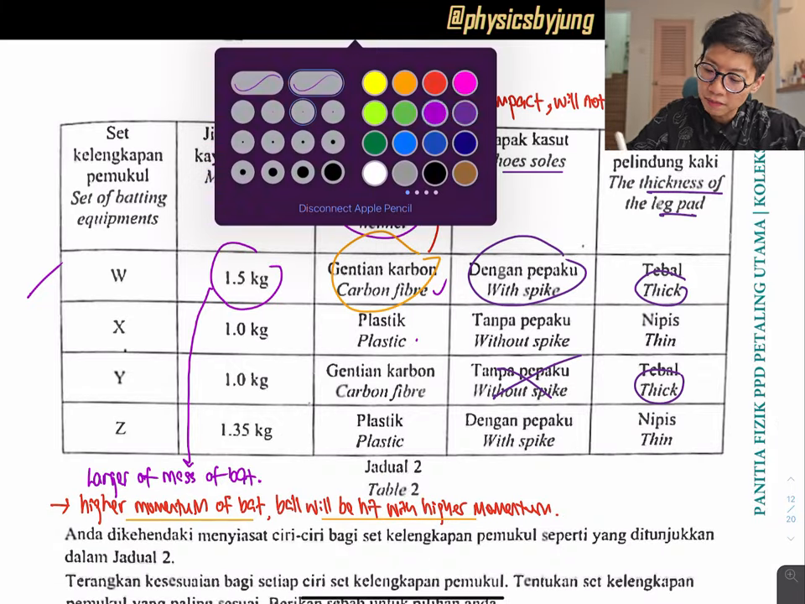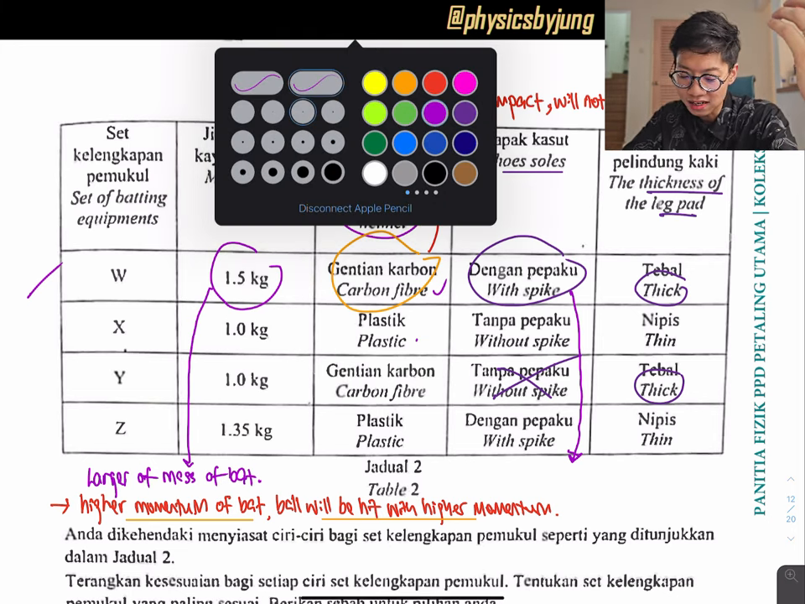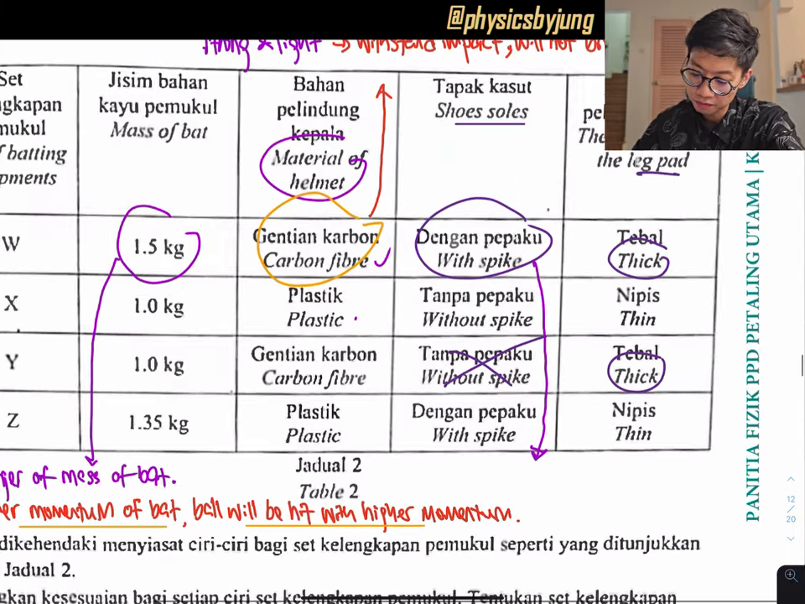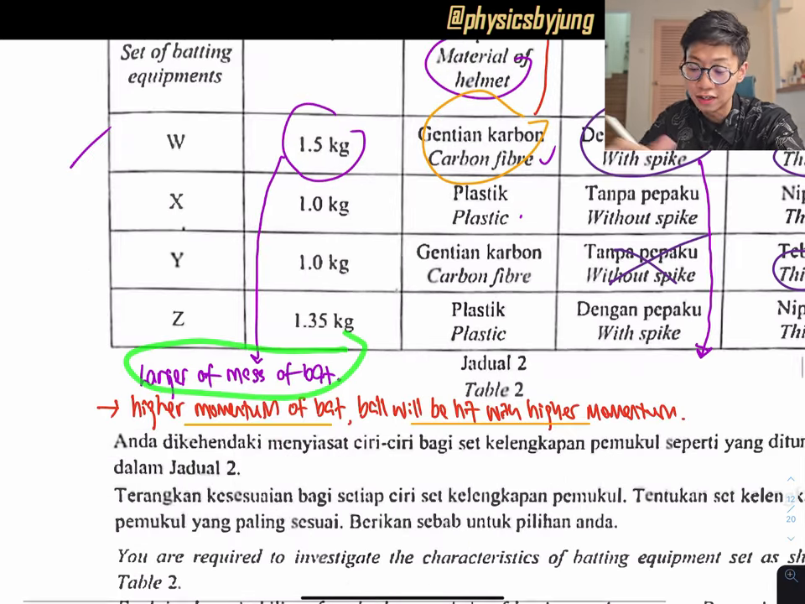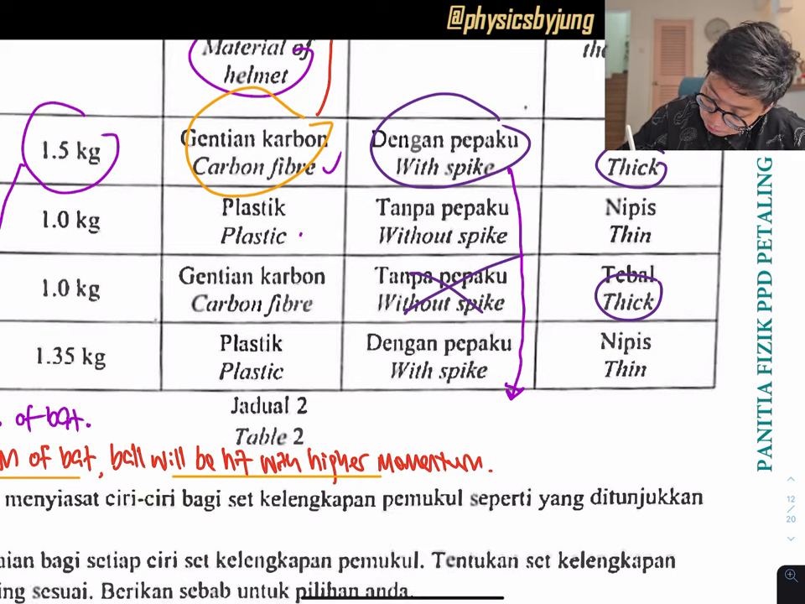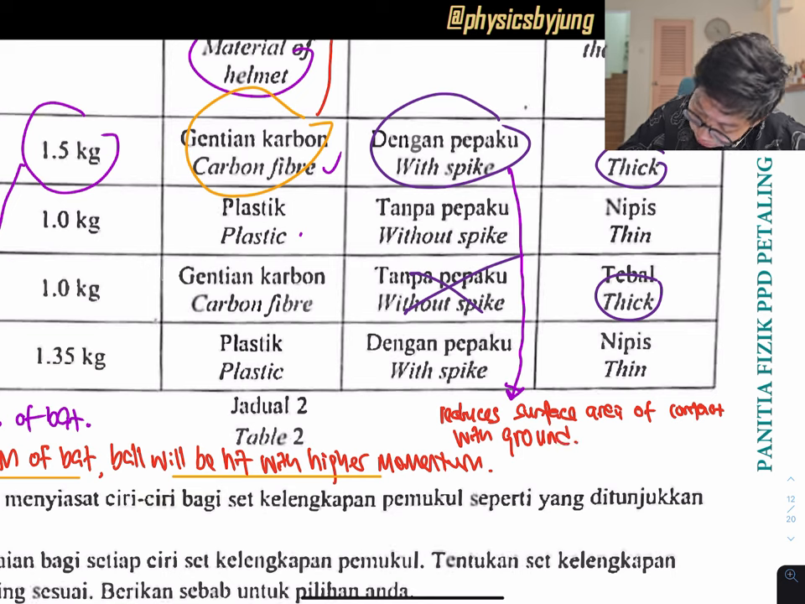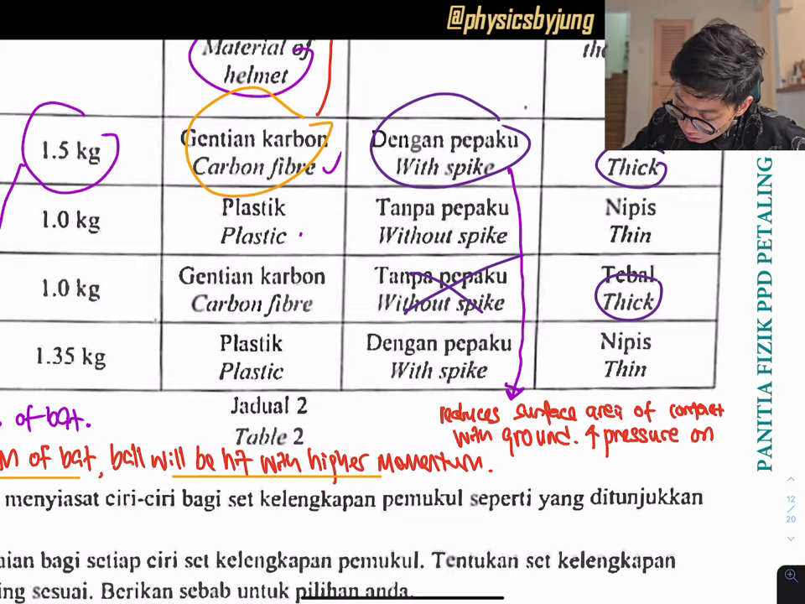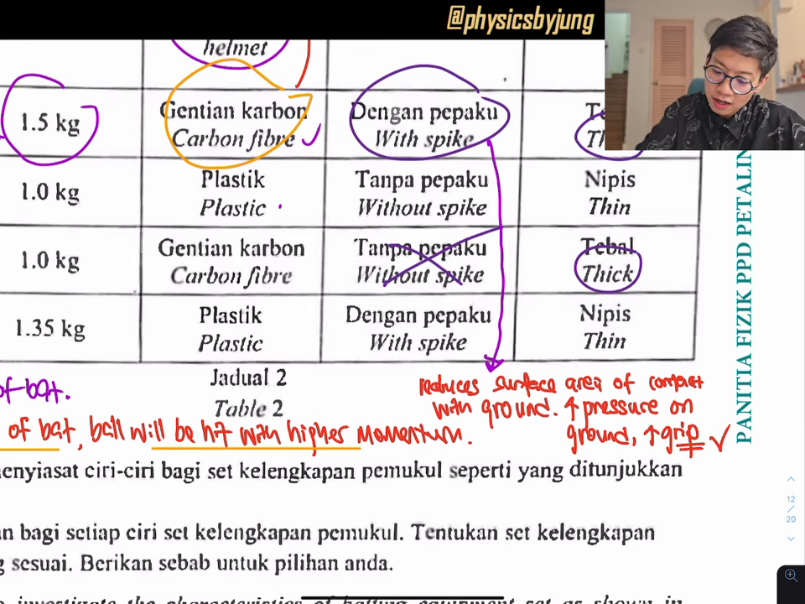Next, we look at shoes with spikes. There's a very interesting way to explain this. Why are spikes very good? Sorry guys, I should write this one in red color also. The purple color is the category, so you write your carbon fiber in purple, and the explanation in red. Now why do you want spikes? Spikes reduce the surface area of contact with the ground. When you reduce the surface area of contact with the ground, you can increase the pressure on the ground. When you increase the pressure on the ground, you increase the grip.